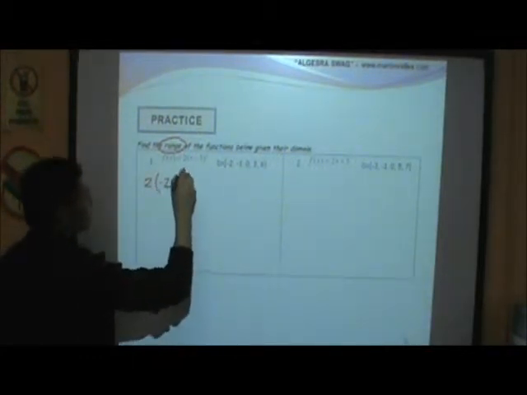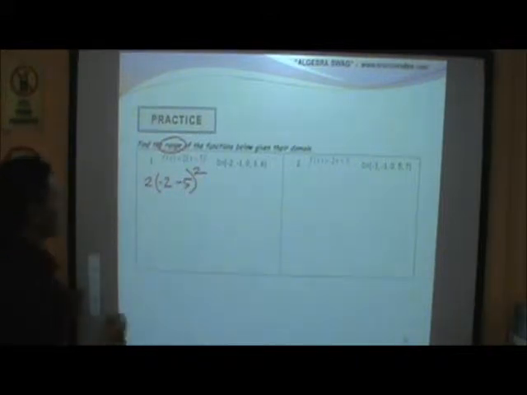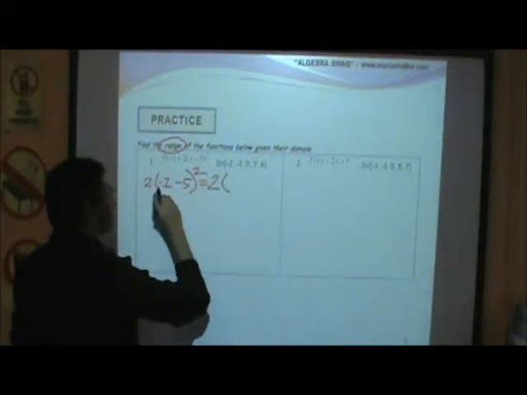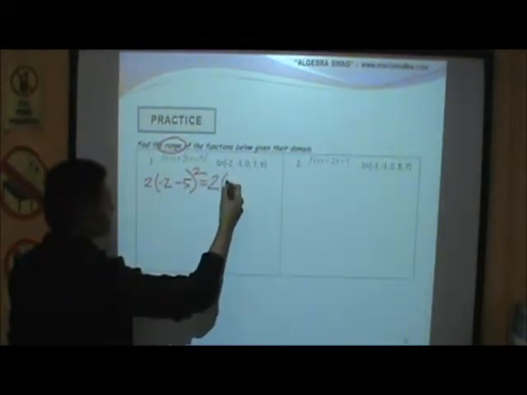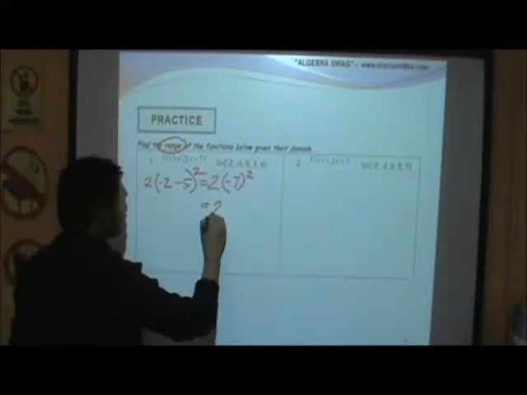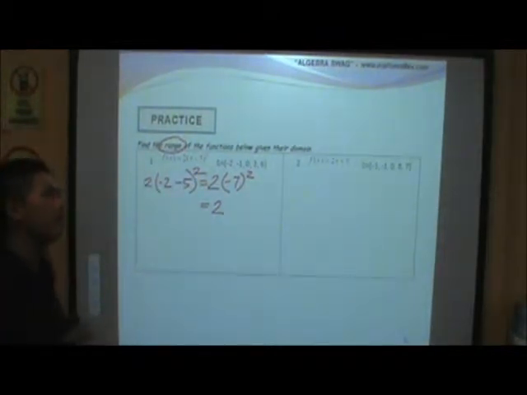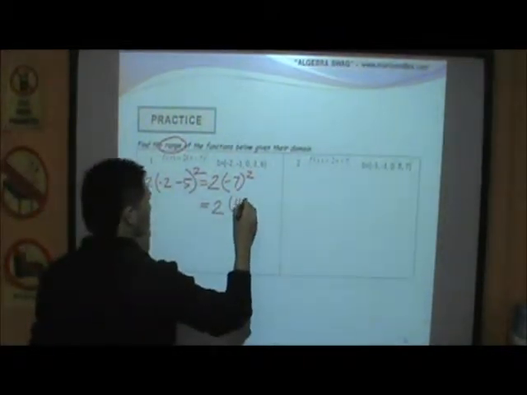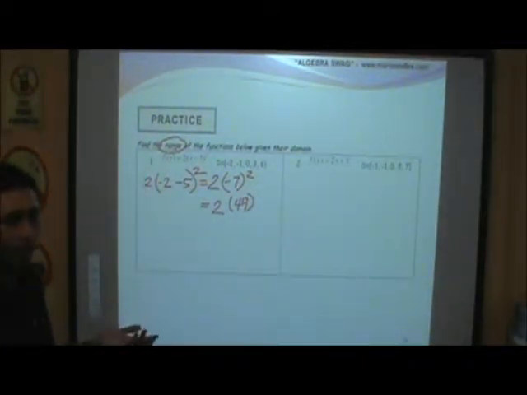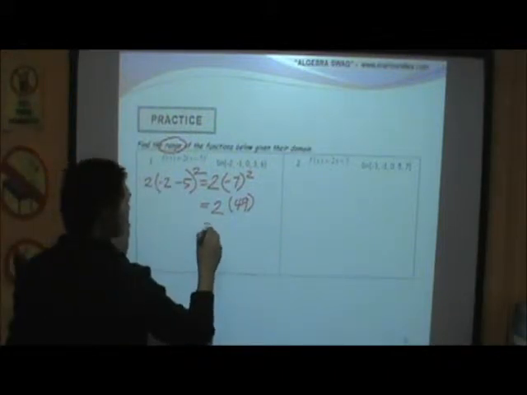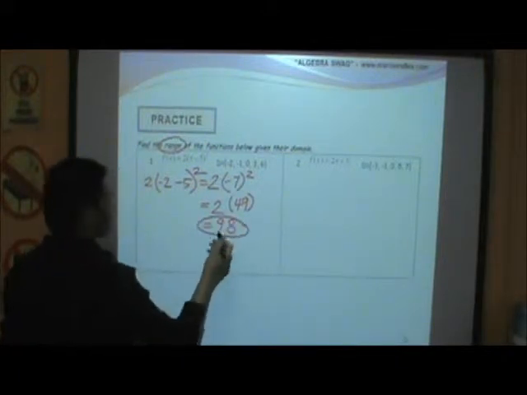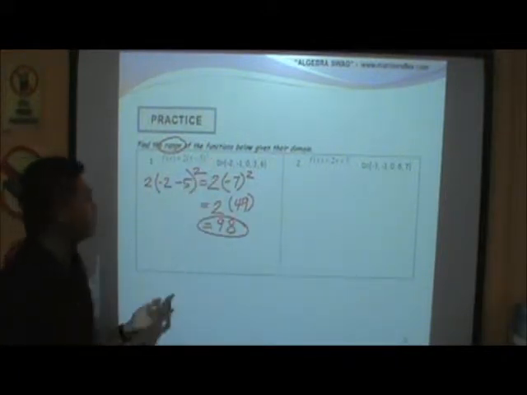So now you have 2(−2 − 5)². By showing your work, you will have 2 and then −2 minus 5. Using your calculator or mental math should give you −7. Now using PEMDAS, it's going to be 2, and then −7 times −7 is positive 49, and then multiply it by 2. 2 times 49 is 98. That's the first one when you use −2.